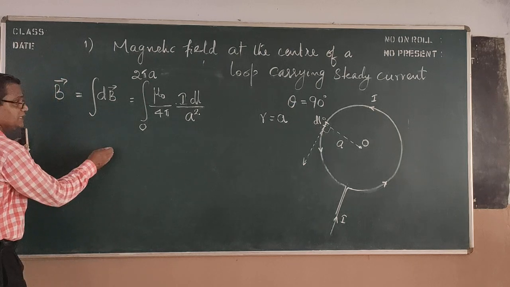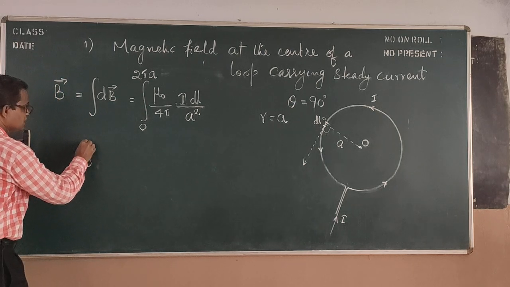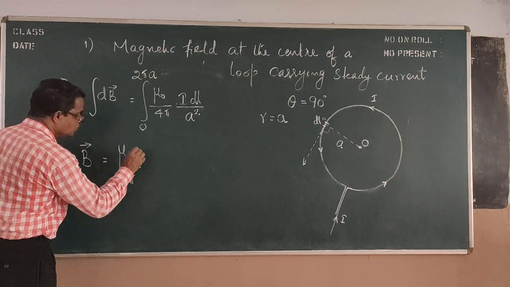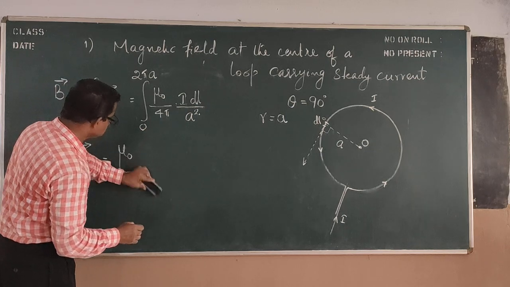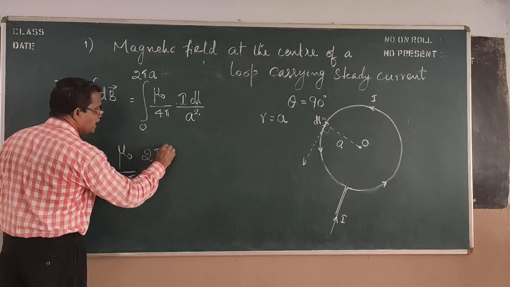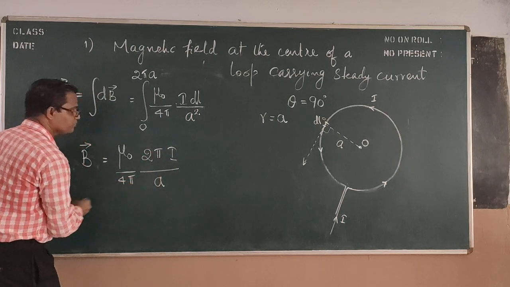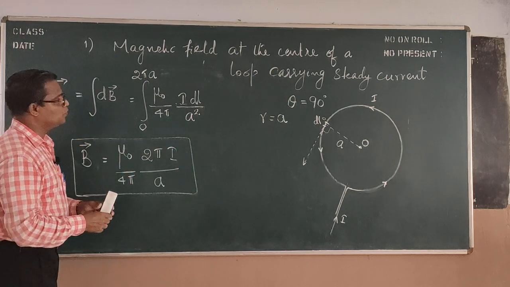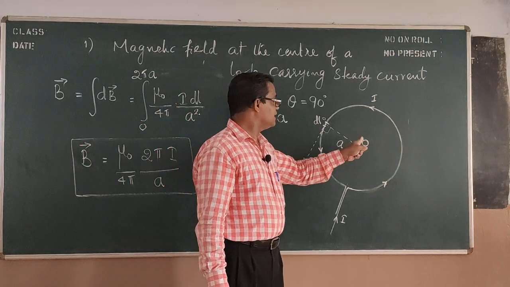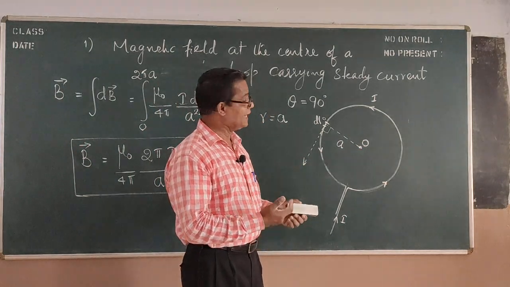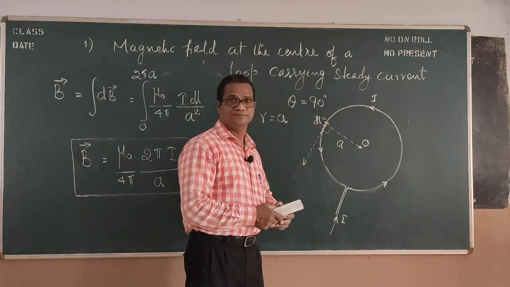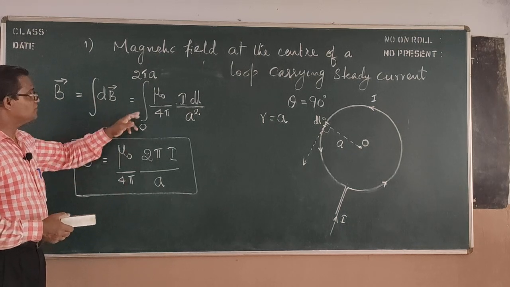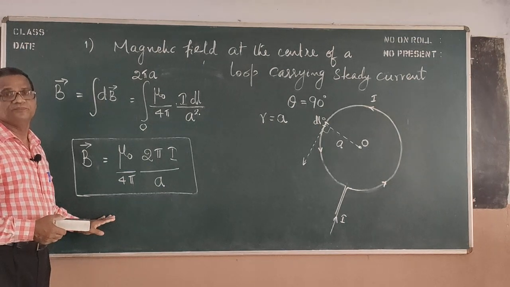Now, after doing the integration, we get the magnetic field strength B will be equal to mu 0 by 4 pi into 2 pi I divided by a. This is the formula we are getting for the field strength at the center of the circular loop. Direction, that depends on the direction of flow of current. Okay. Now, this is all needed for your board exam. After showing the integration, the final result is the formula.